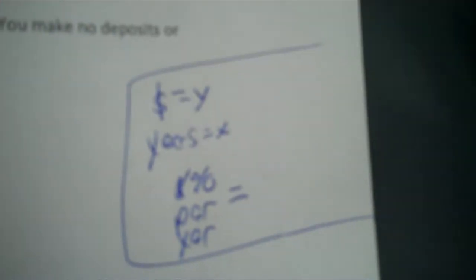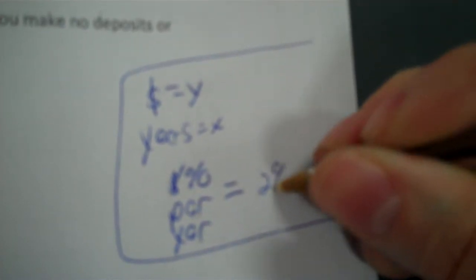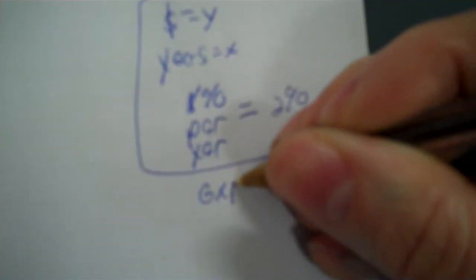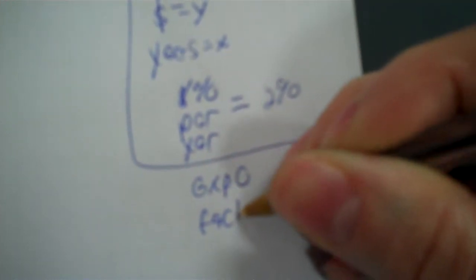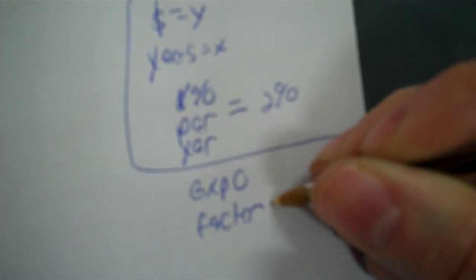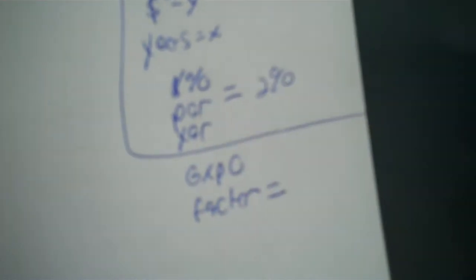So its interest is adding. So that tells us this is an expo and it's a factor. Excuse me, I shouldn't have said adding. Okay, I spoke too soon. So factor equals, you take 100% and you add 2%. So 102%, that's 1.02.